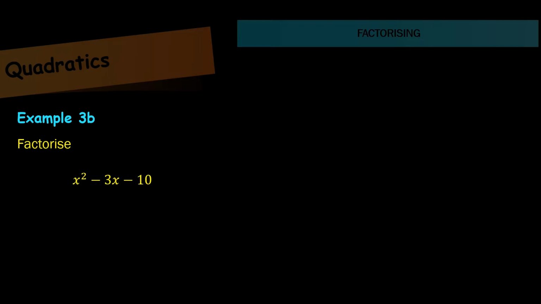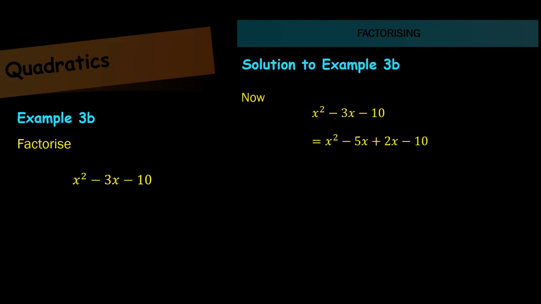Now for another example. Pause the video and have a go. Press play when you're ready to view the solution. We will factorize using the technique used in part A. So notice minus 5x plus 2x is minus 3x, and minus 5 times 2 is minus 10. So we present the quadratic as shown.